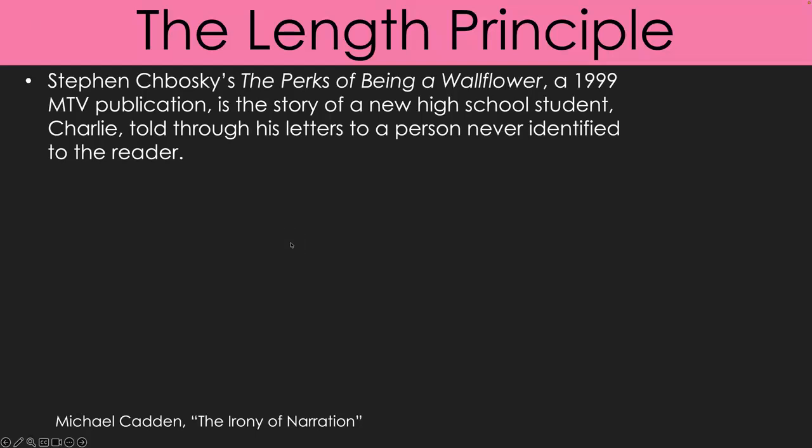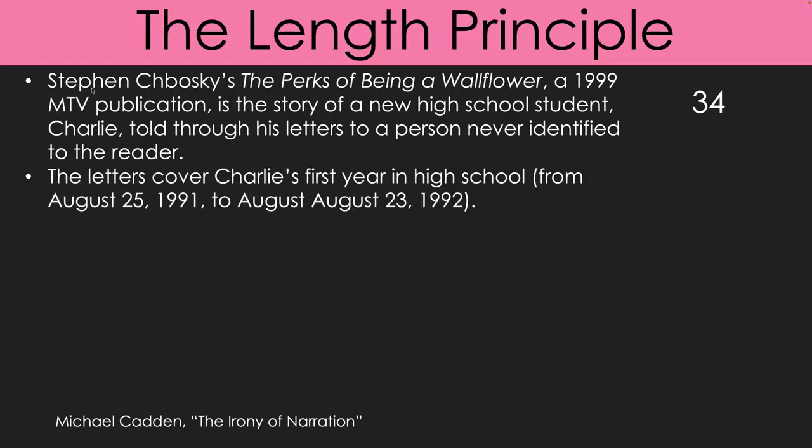You can also see it in writing. If we look at this academic article on Stephen Chbosky's The Perks of Being a Wallflower by Michael Caden, called The Irony of Narration, you can see here that these sentences, the more complicated they are, the longer they are. So if we look at this sentence, Stephen Chbosky's The Perks of Being a Wallflower, a 1999 MTV publication, is the story of a new high school student, Charlie, told through his letters to a person never identified to their quarter. 34 words. A shorter sentence. The letters cover Charlie's first years in high school. Not a complicated idea. We don't need a lot of words for it.